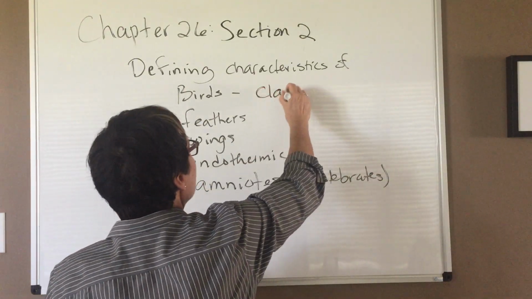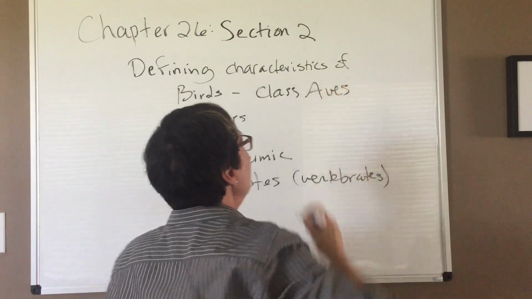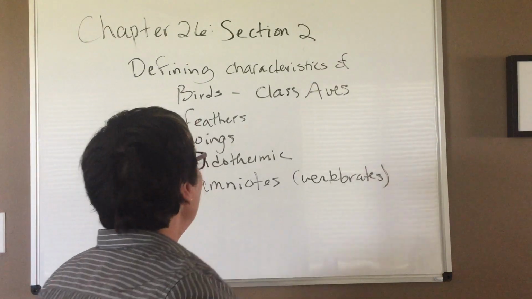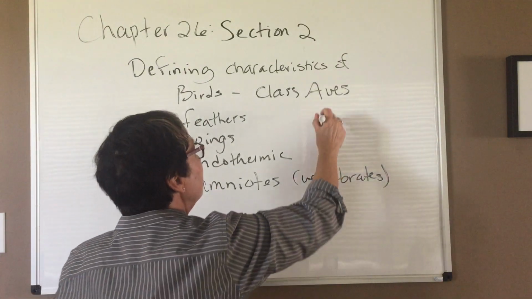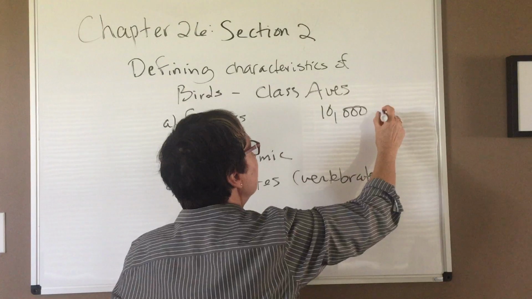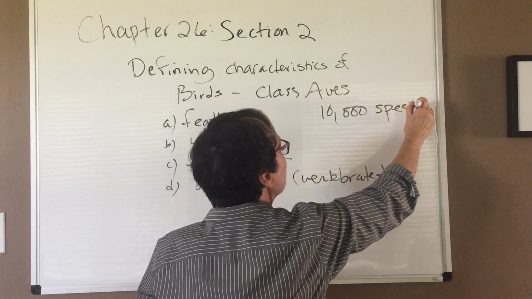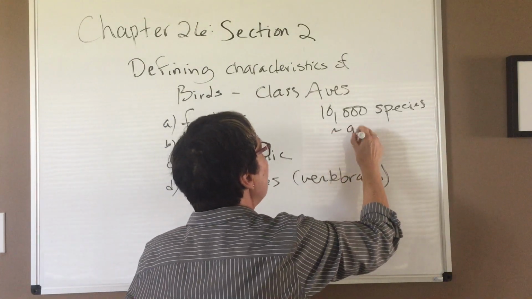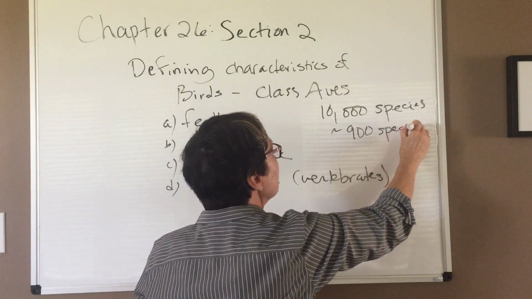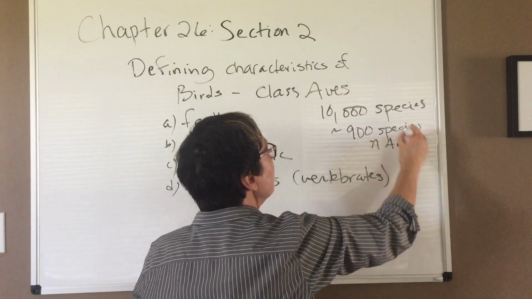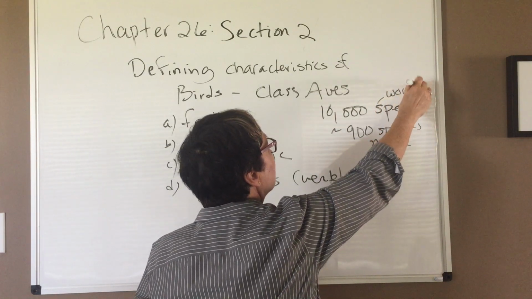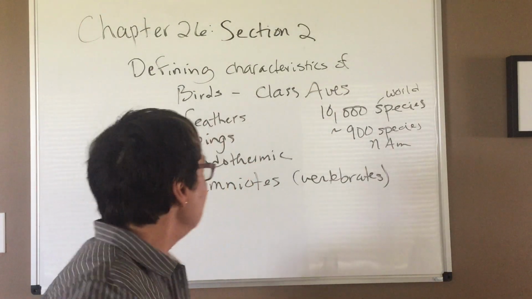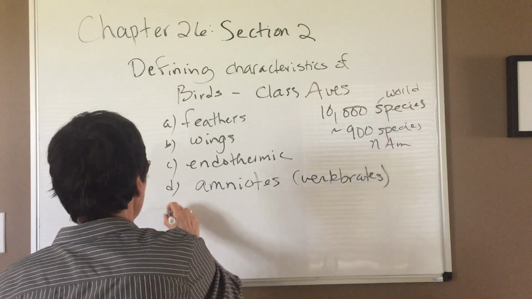Okay, remember that the class is called Aves. There are approximately 10,000 species worldwide. Within North America, there are about 900 species. So this is North America, this is in the world.